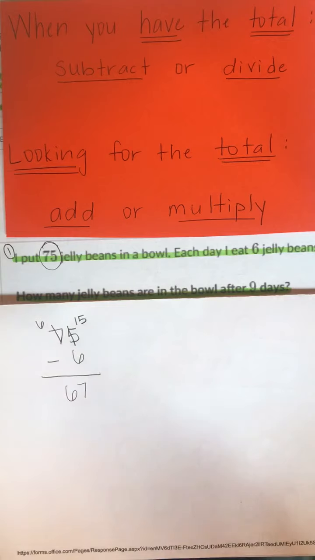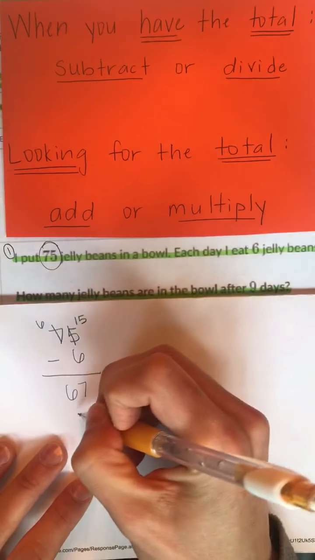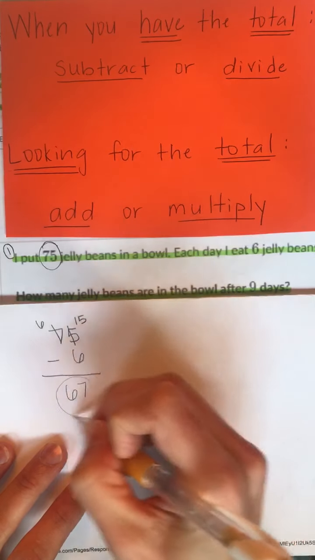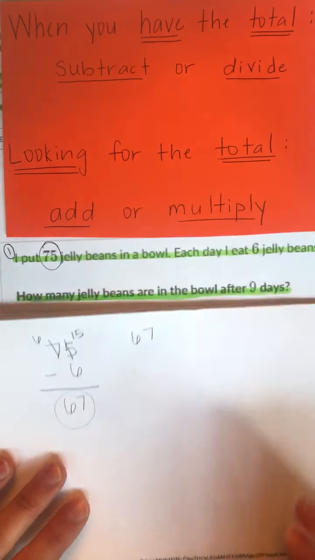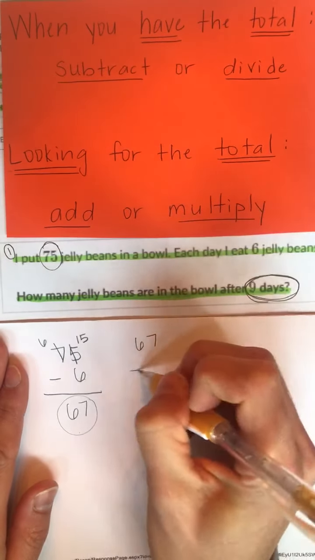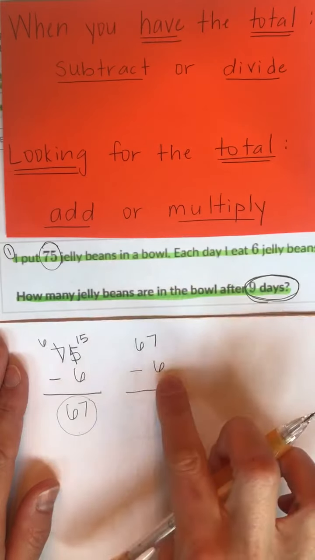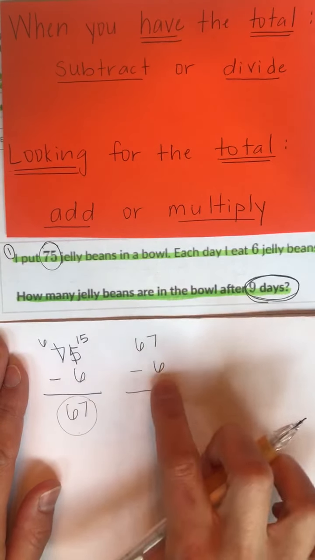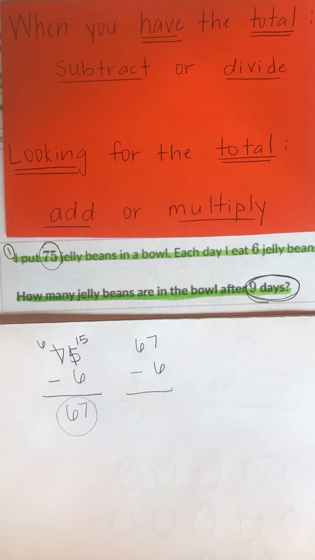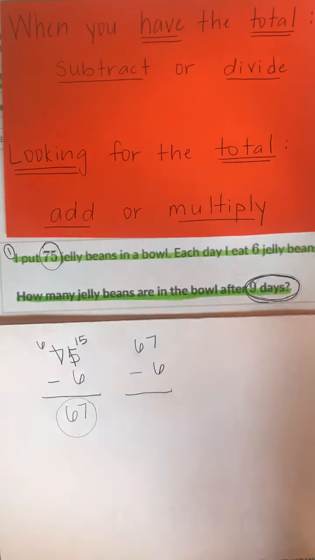Okay, great job. So, on the first day that you ate 6 jelly beans and there were 67 jelly beans left, okay? But we want to know how many jelly beans are in the bowl after 9 days. So you have to keep subtracting 6 jelly beans because you're eating 6 jelly beans every day. You have to keep subtracting your 6 jelly beans for 9 days, 9 times. So friends, I'm going to have you pause your video. Go ahead and subtract your 6 jelly beans for each day.